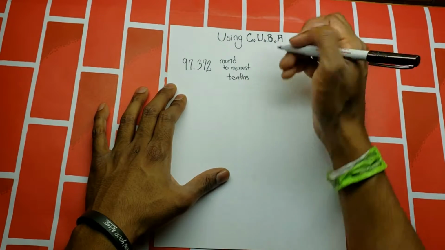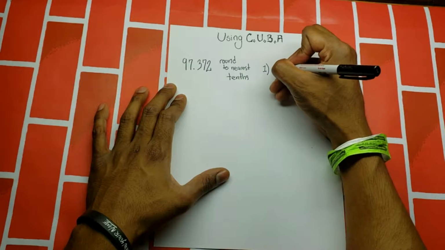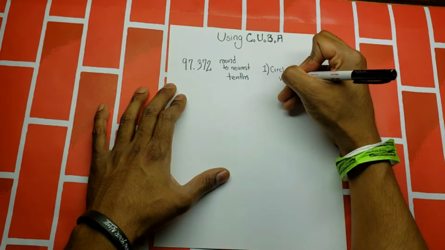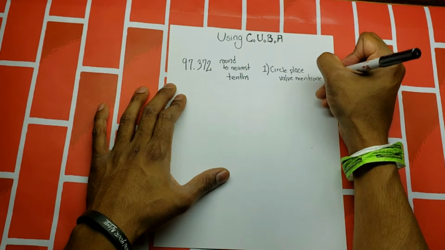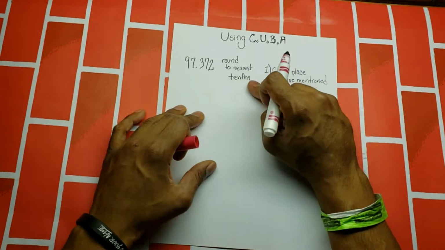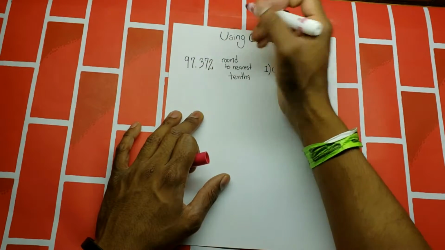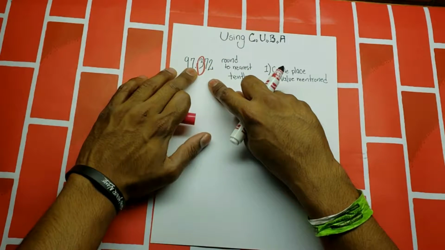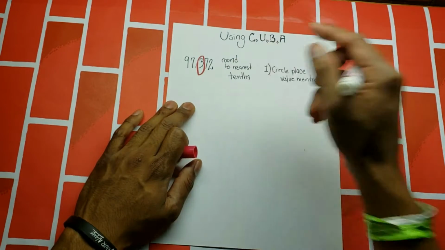So we're going to circle. Step one is to circle the place value mentioned. I'm going to do that in a different color so we can see it. So if I'm rounding to the nearest tenth, I'm going to circle the tenth place value, which is going to be the 3. Now I know this is the tenth because my decimal place value is here, and the place value to the right of my decimal is the tenths.